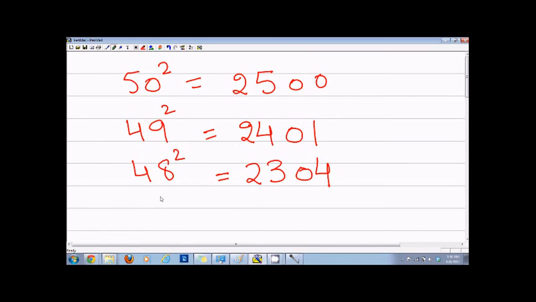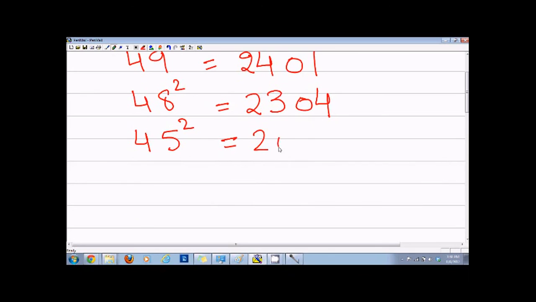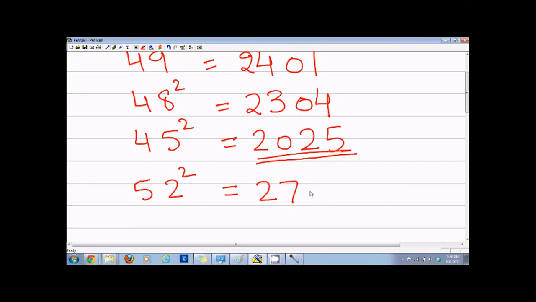2304. So this is a quick method, so you can square any number which is close to 50. Same thing, if I have 45 square, then what I'll do is subtract 5 from 25, that will be 20, and then take the square of 5, that is 25. So answer is 2025. And we can also go for numbers which are bigger than 50. For example, if I have 52 square, then I add 2 to 25, which is 27, and then I'll write the square of 2, which is equal to 4. So its answer is 2704.